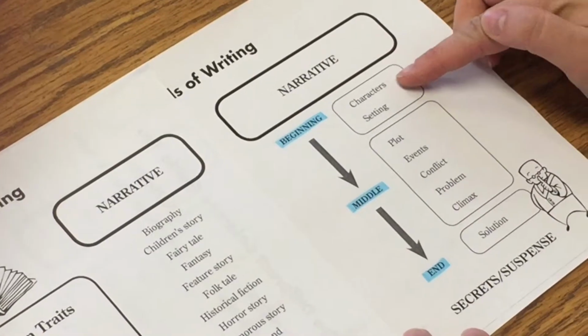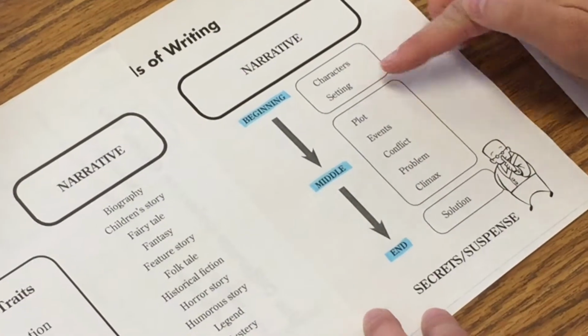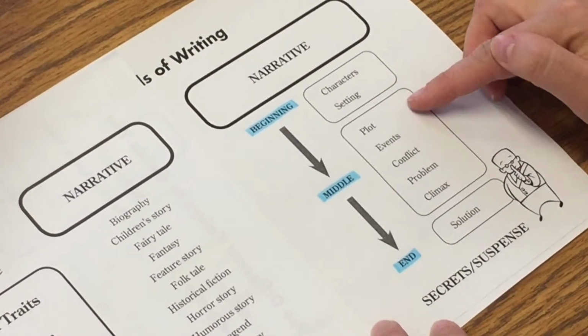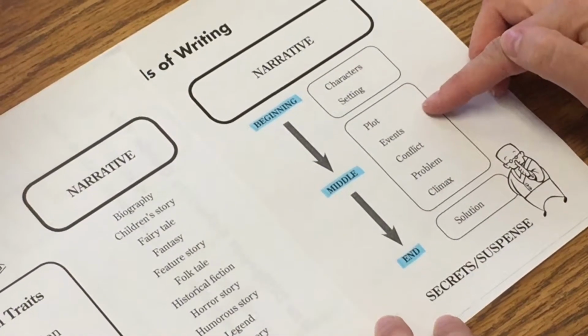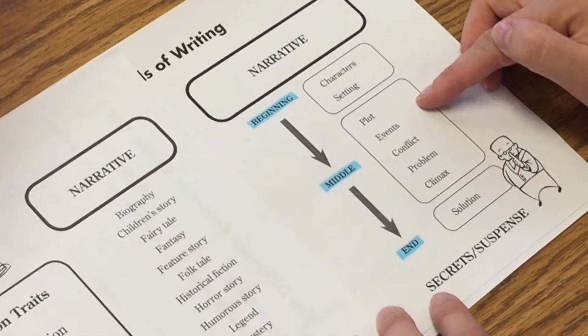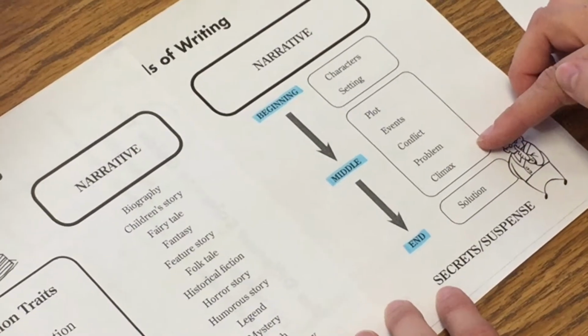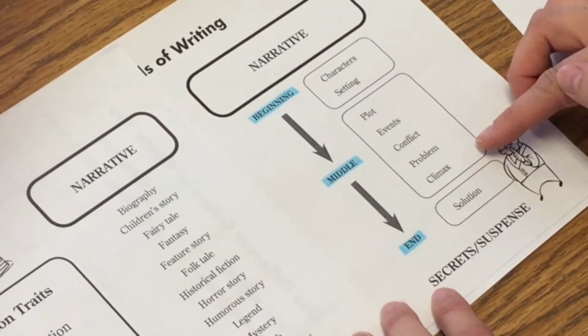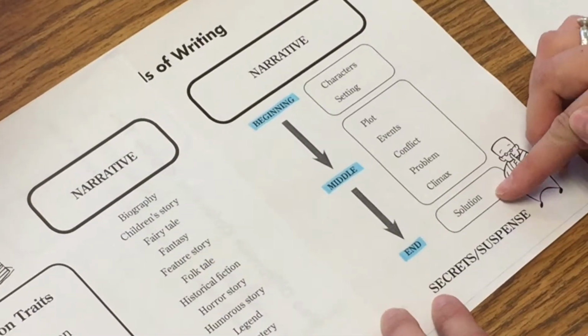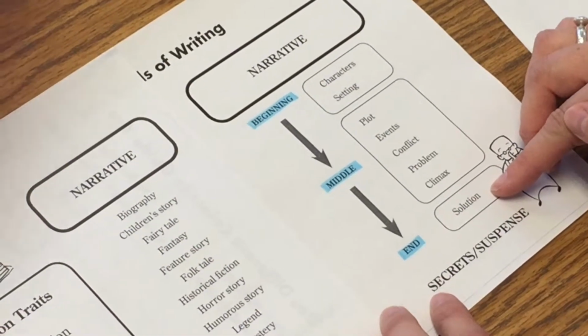And in the beginning, we establish the characters in the setting. In the middle, that's where we have the plot and different events happening. There's rising action, falling action, and there's the climax, or as I always talk about, the firecracker moment, what's going on in that story. And then at the end, the problem is solved, and we have our solution.